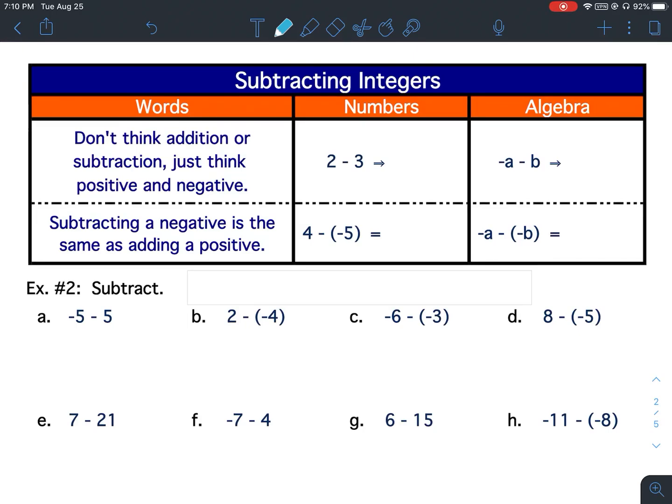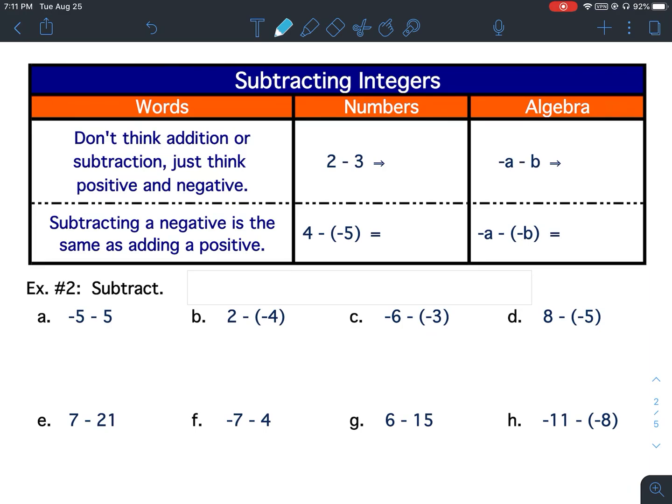Integers less than a, notes continued. Subtracting integers. When we were adding integers, if the signs were the same, you add and kept the sign. If the signs were different, you subtract and kept the sign of the larger number. Well, now we're going to be subtracting integers. I already kind of said this, but I need to go over this again.